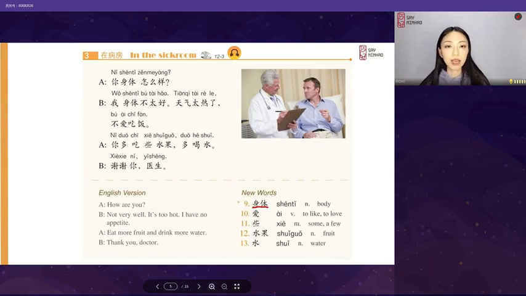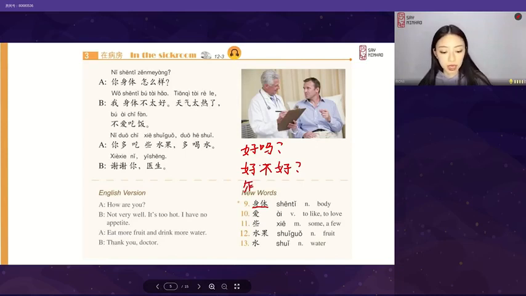And another way to ask about how do you feel is 身体好不好? 好 plus 不好, then it is asking about good or not, right? 好不好? Or we can use the word we learned today, which is 怎么样? And we can say 身体怎么样? These are three ways to ask about someone's health condition. One, 身体好吗? Two, 身体好不好? Next one is 身体怎么样?